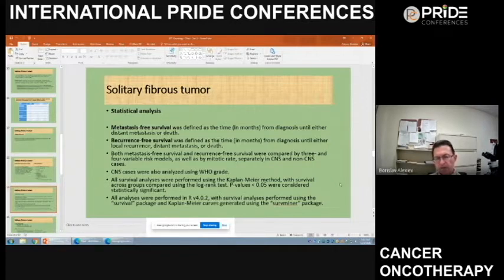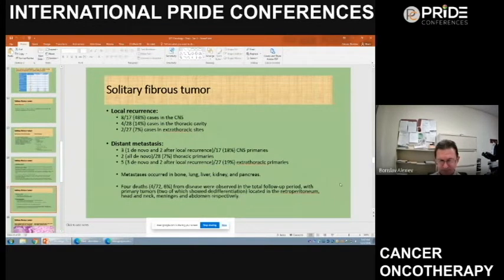Both metastasis-free survival and recurrence-free survival were compared with the 3 and 4 variable risk models by D'Amico and colleagues, as well as by mitotic rate, and separately for CNS and non-CNS. The CNS cases also were analyzed using the WHO grade, and the survival analysis was performed by the Kaplan-Meier method, and the survival across groups compared using the log-rank test using the appropriate software.